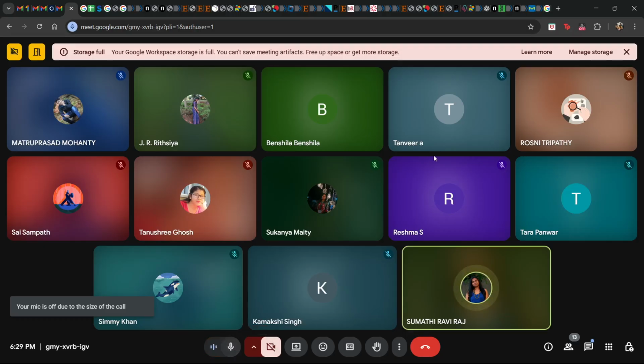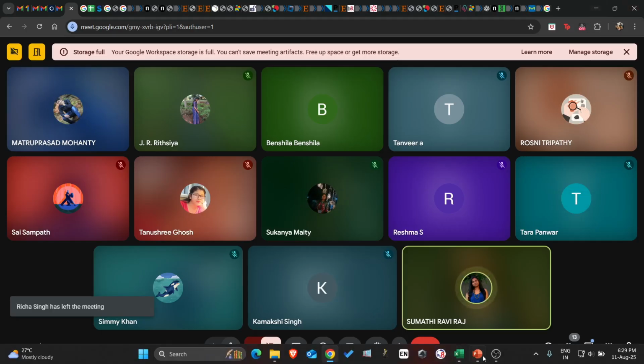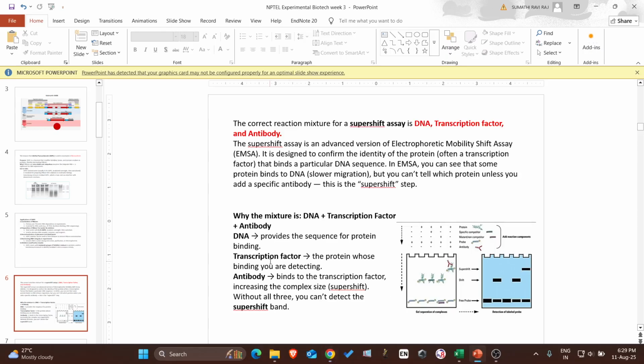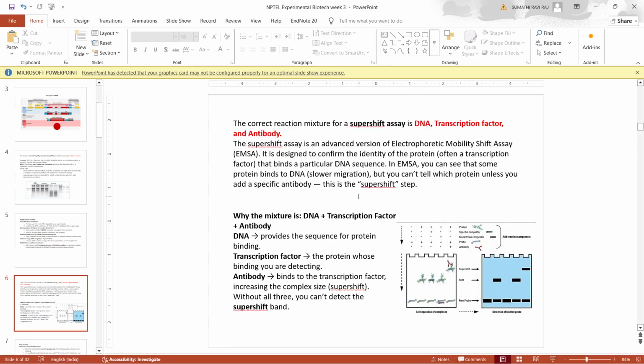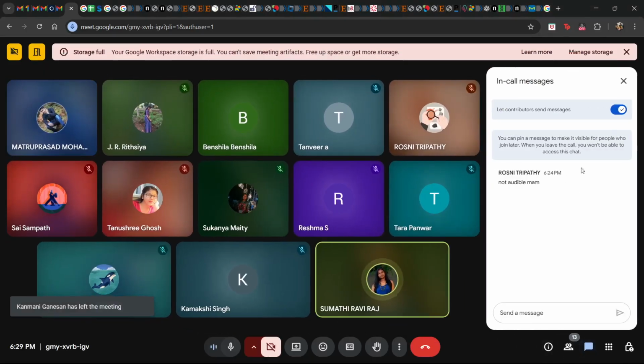Okay. Is it audible now? I don't know why the mic is getting turned off. Yes, ma'am, it's audible now. How much of this supershift assay was audible? Starting from the very first part, it was not audible. Then why didn't you guys tell me before? I won't be checking this very often, I will check in at 10-15 minute intervals. So better turn on the mic and let me know.